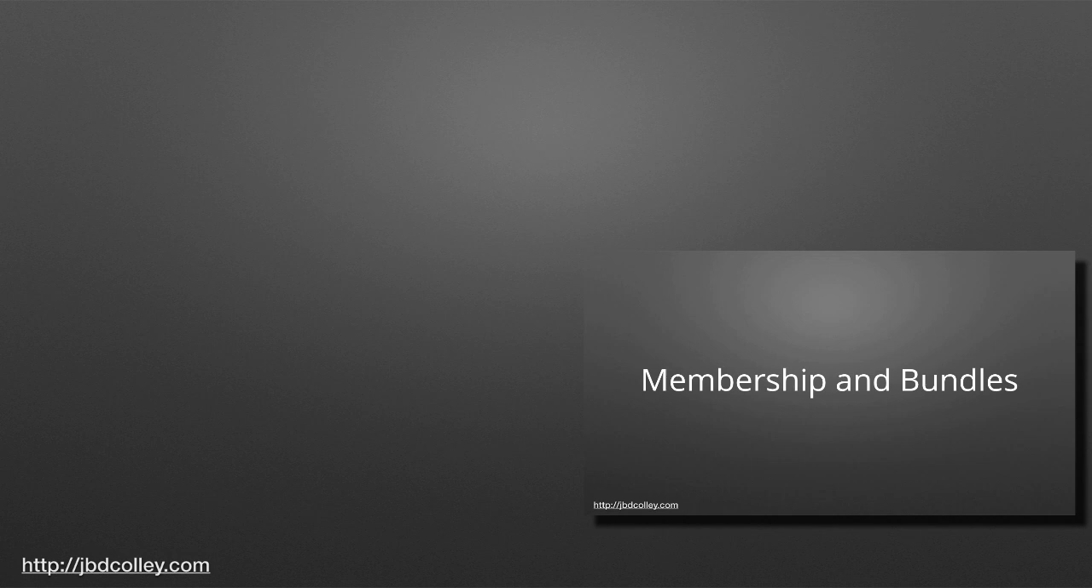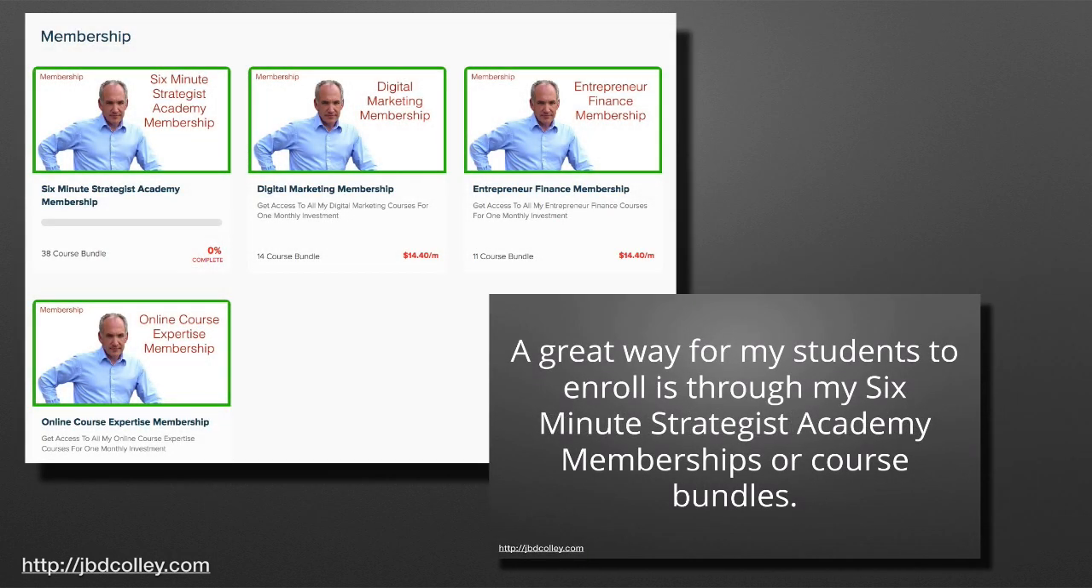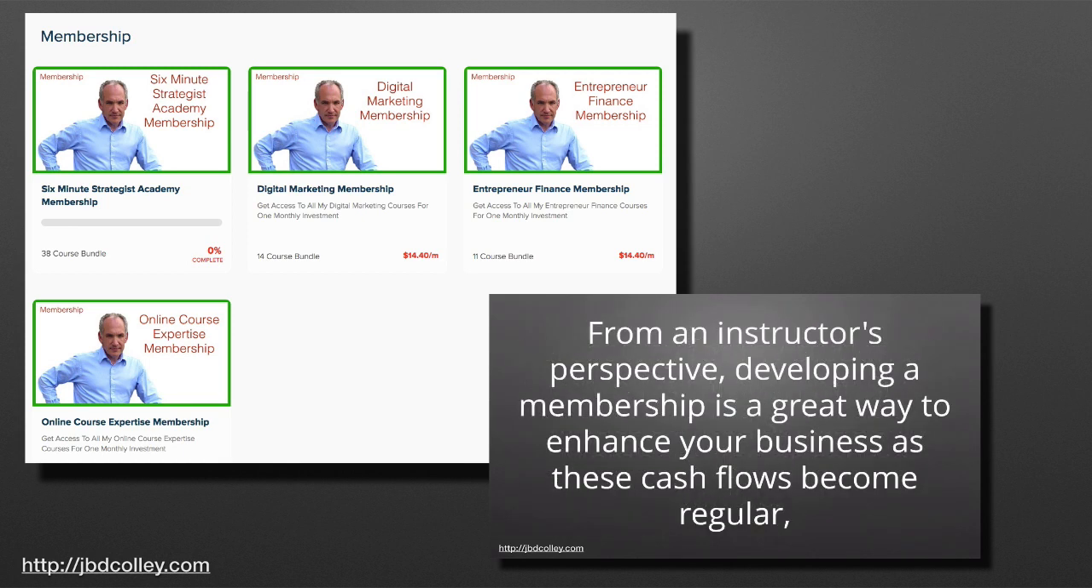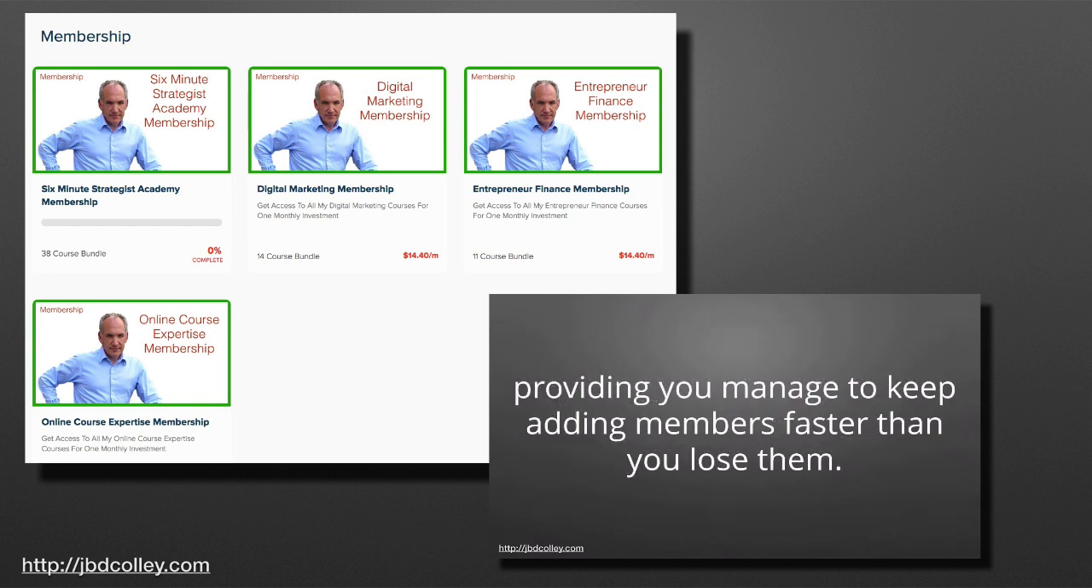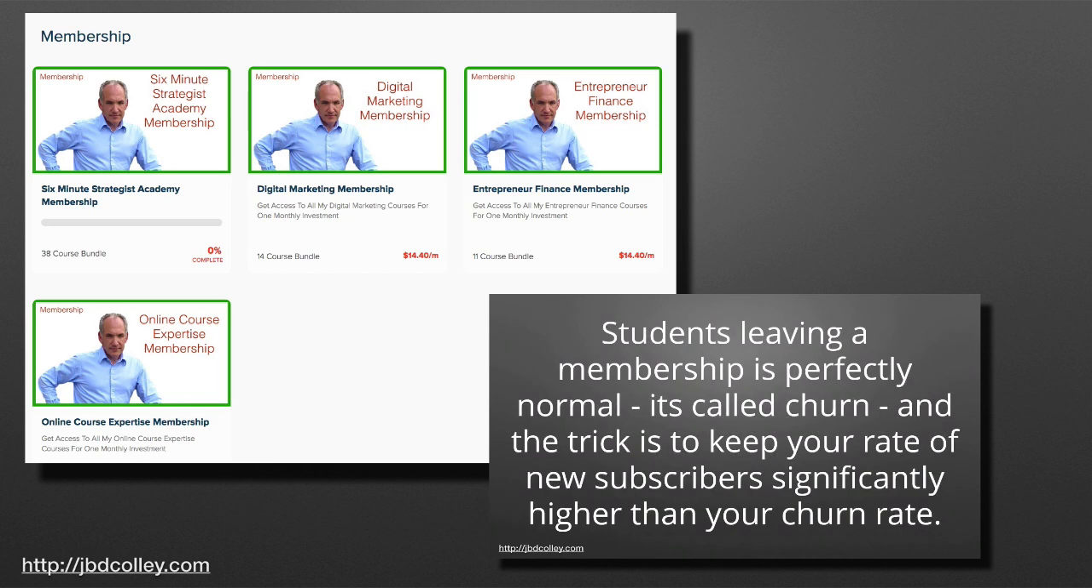Membership and bundles. A great way for my students to enrol is through my 6 Minute Academy memberships or course bundles. From an instructor's perspective, developing a membership is a great way to enhance your business, as these cash flows become regular, providing you manage to keep adding members faster than you lose them. Students leaving a membership is perfectly normal. It's called churn. And the trick is to keep your rate of new subscribers significantly higher than your churn rate.